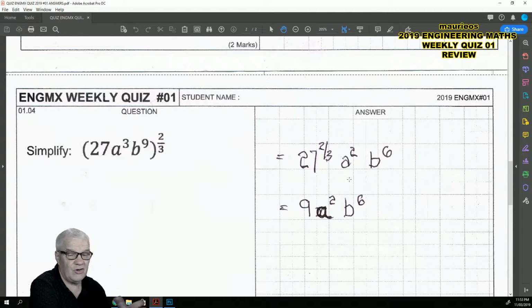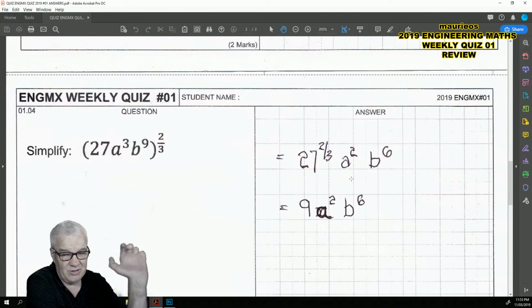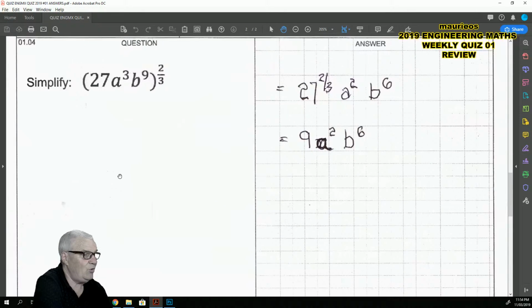But you can do this on your calculators if you wanted to. You can always do this on your calculator. Just 27 to the power of 2/3 if you've got the fraction that you can put in, or you could just go 27 to the power of 0.66666 and put as many sixes as you can, and you'll probably get it close enough anyway. And then we've got a to the power of 2, b to the power of 6. So that's that one all sorted.